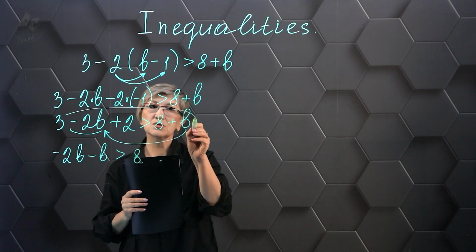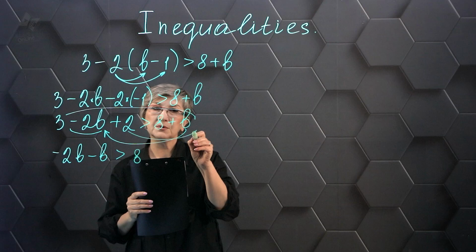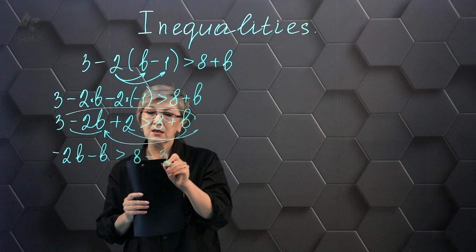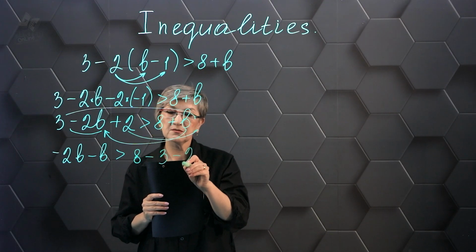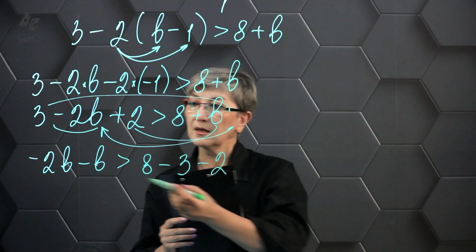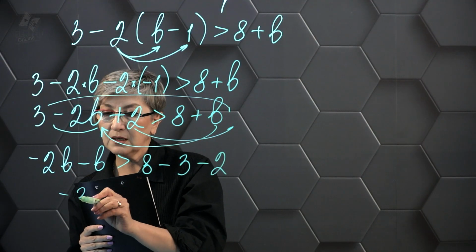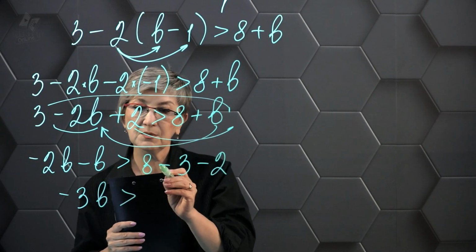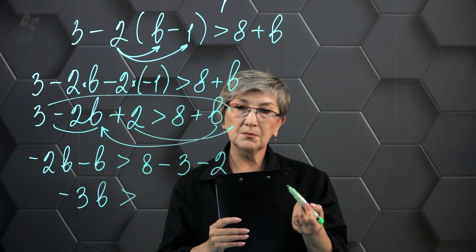And now we're going to move 3 to the right side and move 2 to the right side. They will be written with opposite signs. The result is 8 minus 3 and minus 2. Minus 2b minus b is minus 3b, greater than 8 minus 3 is 5, 5 minus 2 is 3.